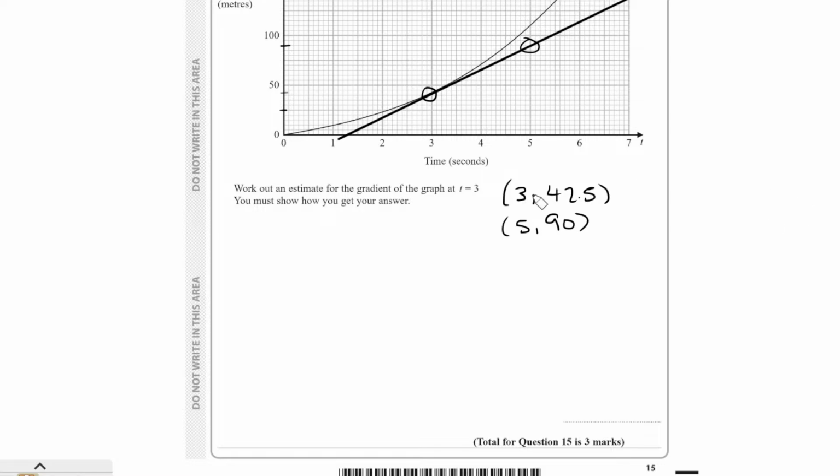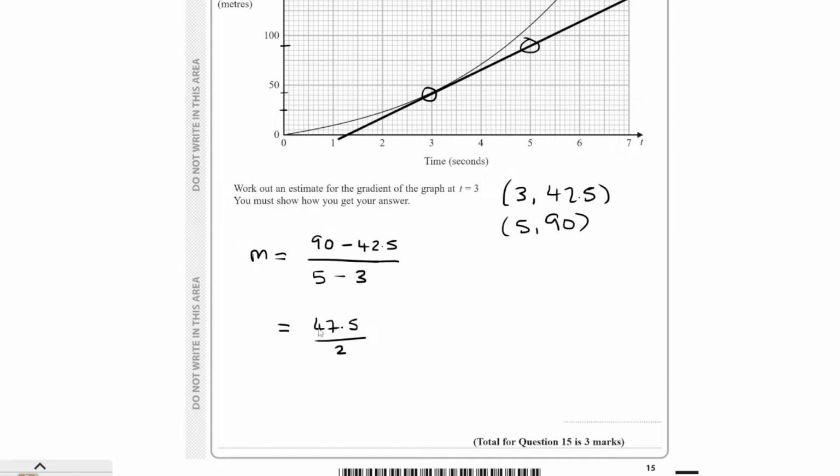Obviously, if you can, try and choose numbers that are nicer than the ones I've got. So change in y, you can put whichever set of coordinates you want first, as long as you keep that the same when you do the x. So I would normally choose the bigger one, so 90 minus 42.5. And then therefore 5 would go below the 90 minus 3. Obviously I can see it should be a positive answer. So if I subtract that, I think 47.5, and then over 2. Okay, that's not too bad actually, the one that I have to work out.